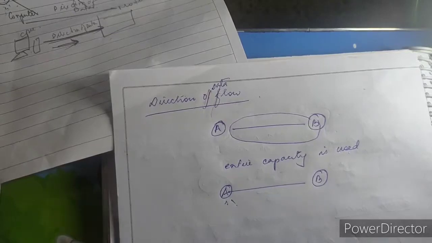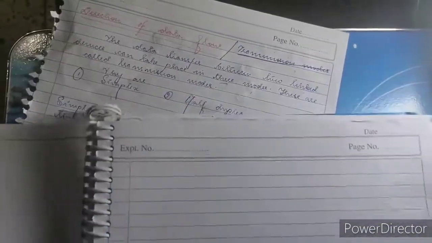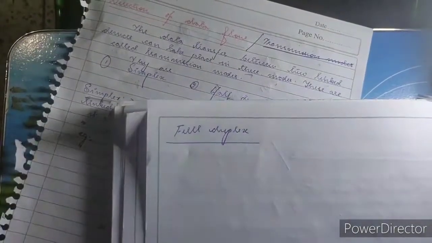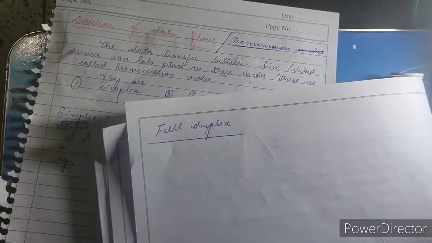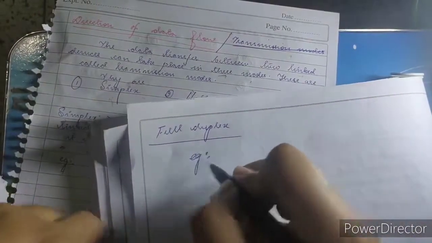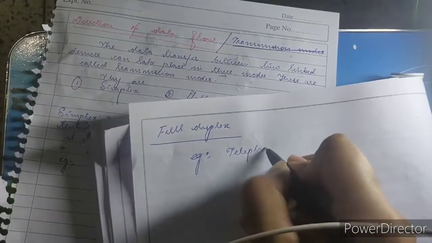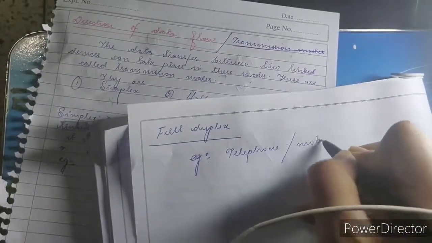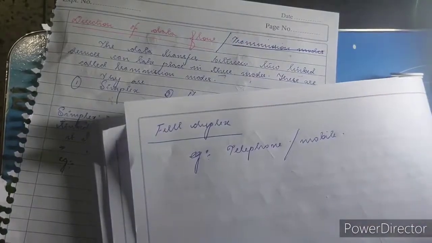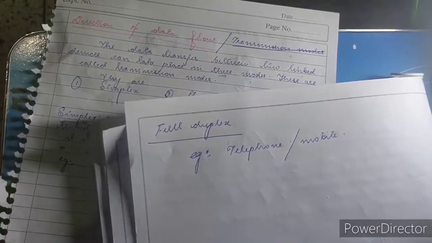All right, next is full duplex. In full duplex, both stations can transmit and receive at the same time. It's a two-way street. Examples are your telephone line, your mobile phone, etc. All right, so full duplex means both the devices can transmit and receive at the same time.